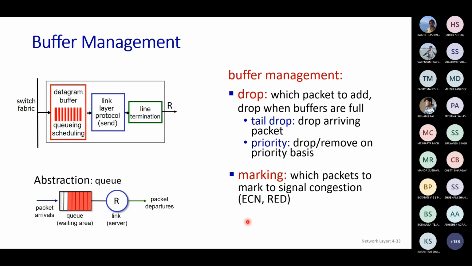The next is marking. What is it? That is, which packet to mark to signal congestion. Suppose this buffer will overflow when there are too many packets for the same output port, right? That means the output port is now getting congested. So it has to inform the corresponding source that it is getting congested.